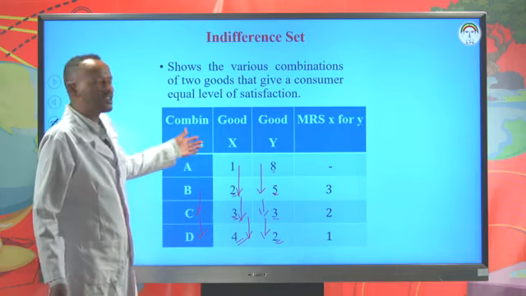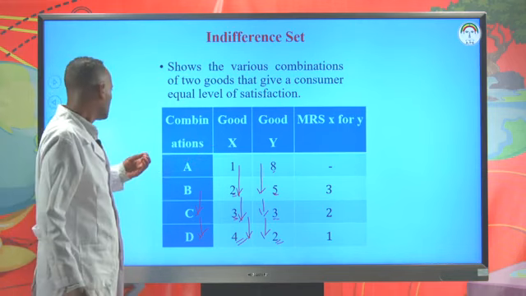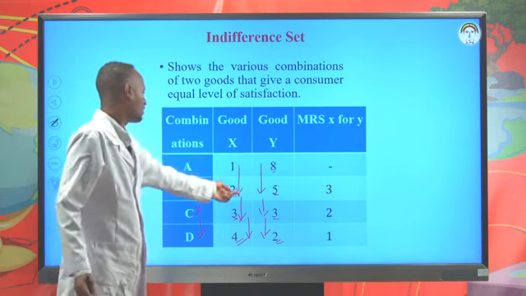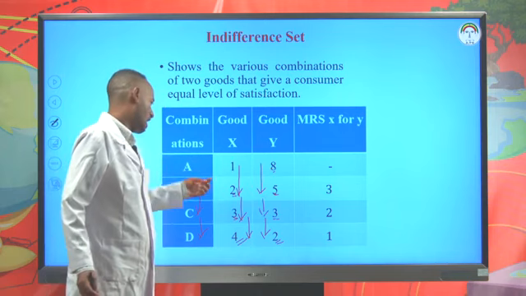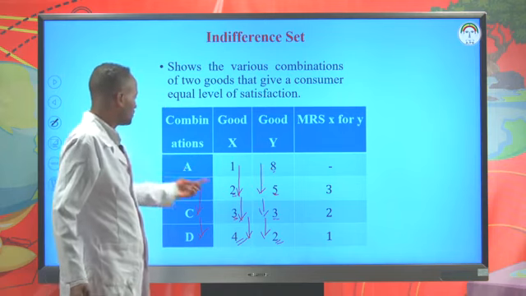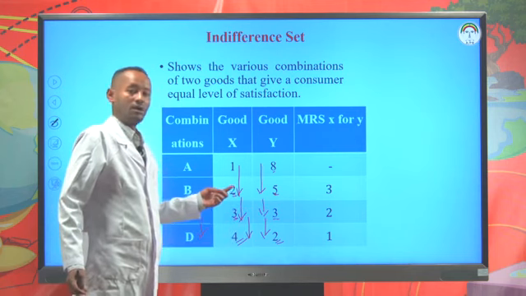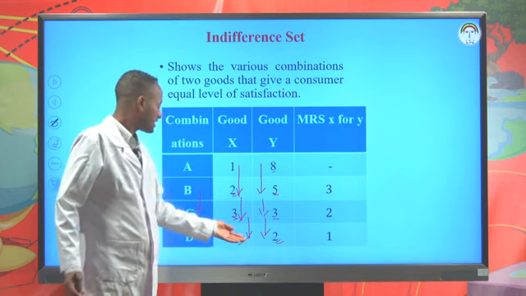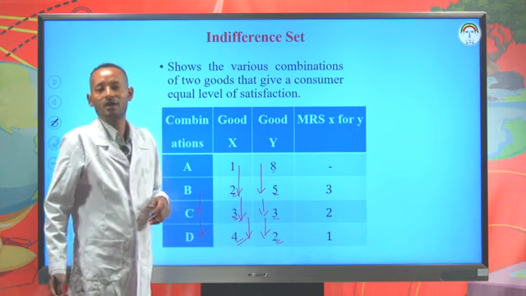So, in this case, the consumer will be indifferent. Shall I consume 1 unit of X and 8 units of Y, or 2 units of X and 5 units of Y? No, I had better consume 3 units of X and 3 units of Y. Or no, it is better to consume 4 units of X and 2 units of good Y. In this case, the consumer will be indifferent.